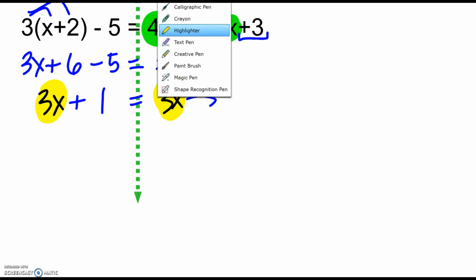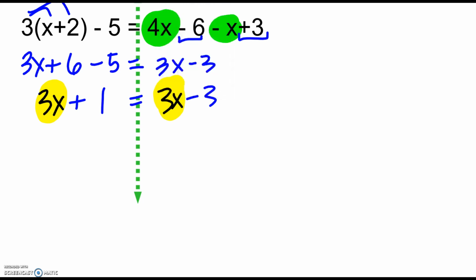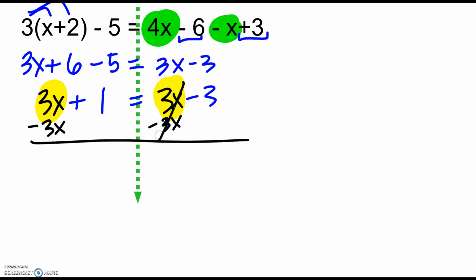So I am going to move them to the left-hand side, which means that I would be subtracting 3x from both sides. Now, you may be thinking, what's going on here? 3x minus 3x is 0x. Our variables actually cancel out. So we are left with 1 equals -3.